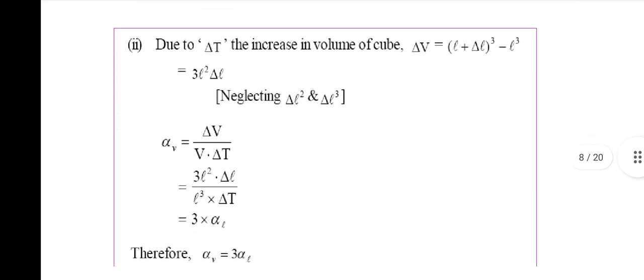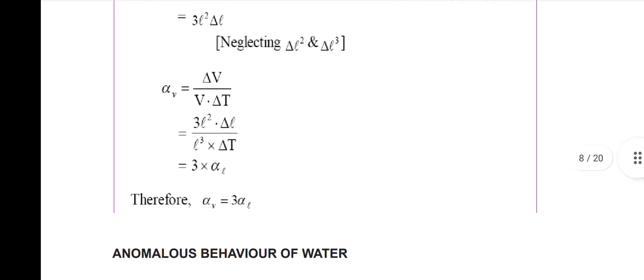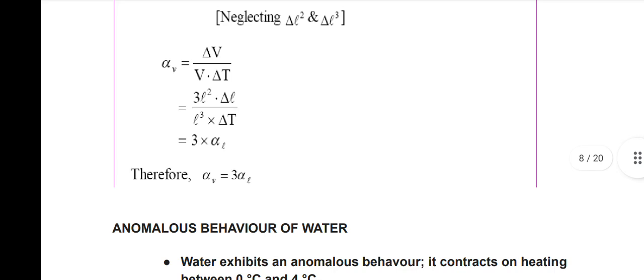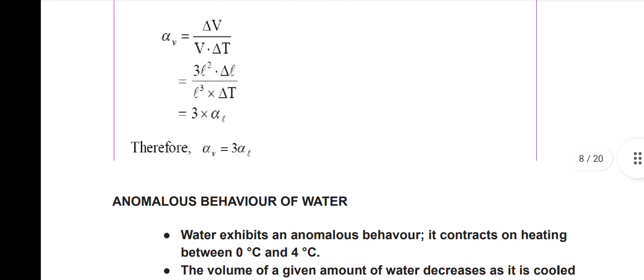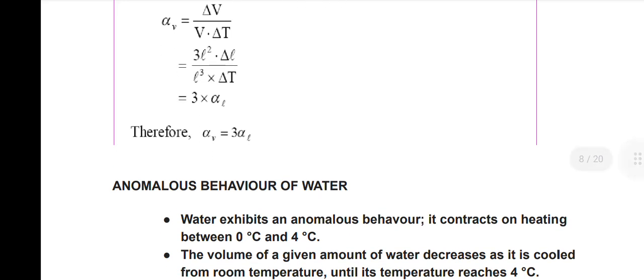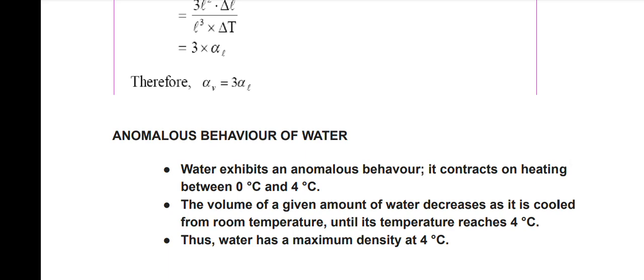Due to delta T, the increase in volume of a cube, delta V, is (L plus delta L) to the power 3 minus L to the power 3, which is equal to 3L square into delta L, neglecting delta L square and delta L cube. Alpha V is equal to delta V divided by V into delta T, which is 3L square into delta L divided by L cubed into delta T, equal to 3 alpha L. Therefore, alpha V, the expansion in volume, is equal to 3 alpha L.